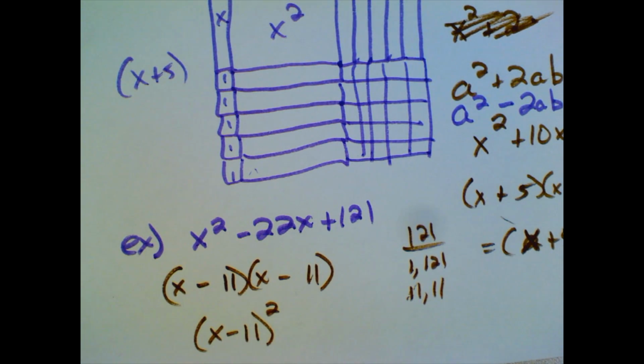Okay, so that's called a perfect square trinomial. Not really a shortcut, but it's a recognition thing. If you do recognize it, it saves some time.